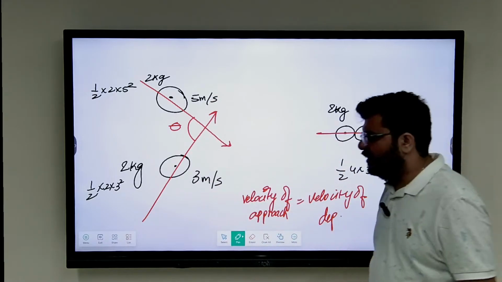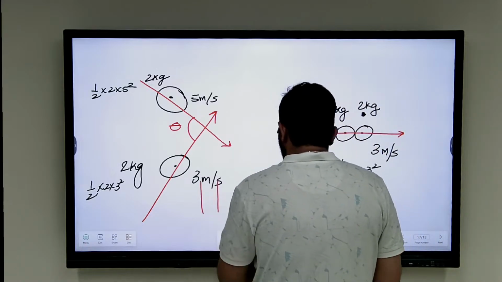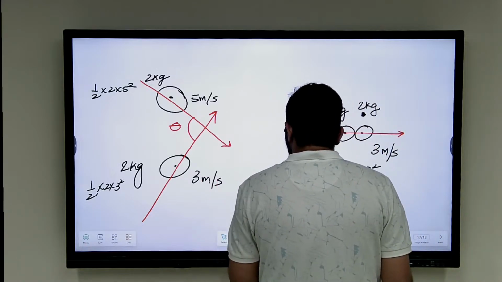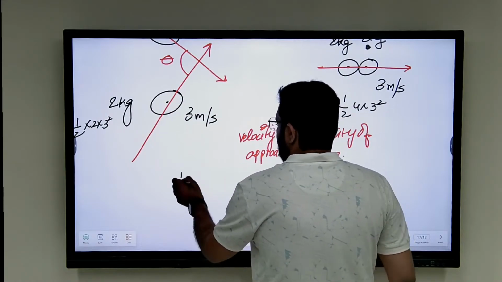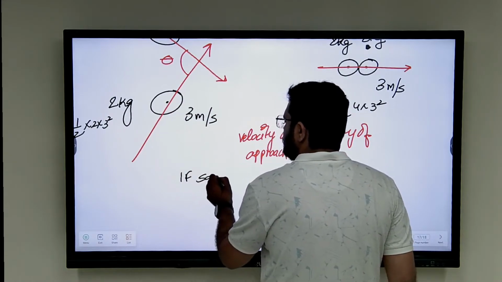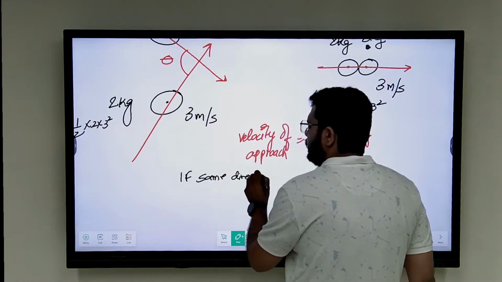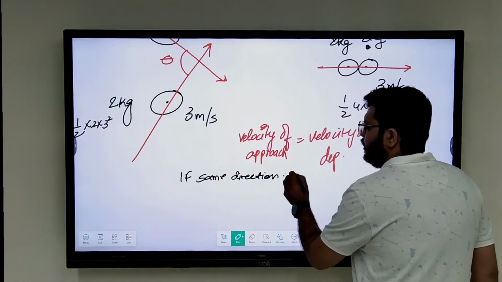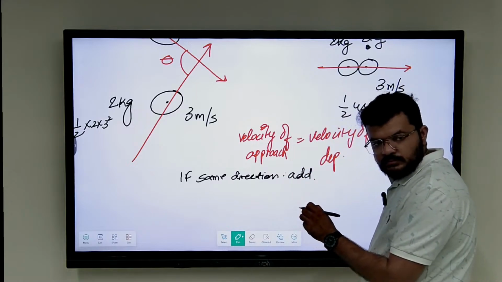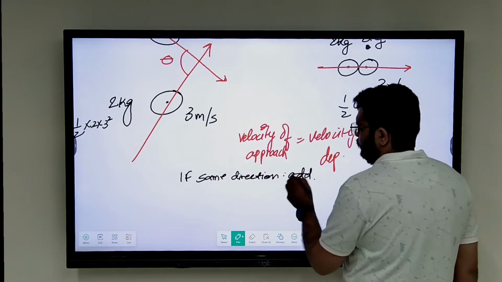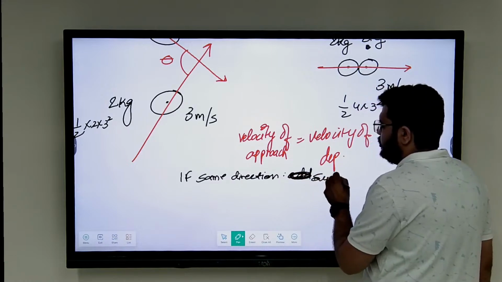per second. So whenever they are in the same direction, let's also write this down, over here, that if same direction, subtract; opposite direction, add.